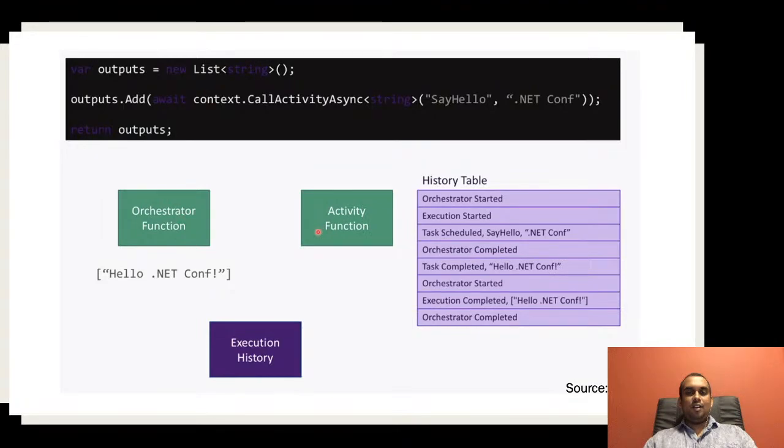It will go from the beginning and check whether this activity function is already called, and if it is called, then it will go to the next line, which is returning outputs. Once that is done, the orchestrator completes itself. So this is how a function orchestration is happening.